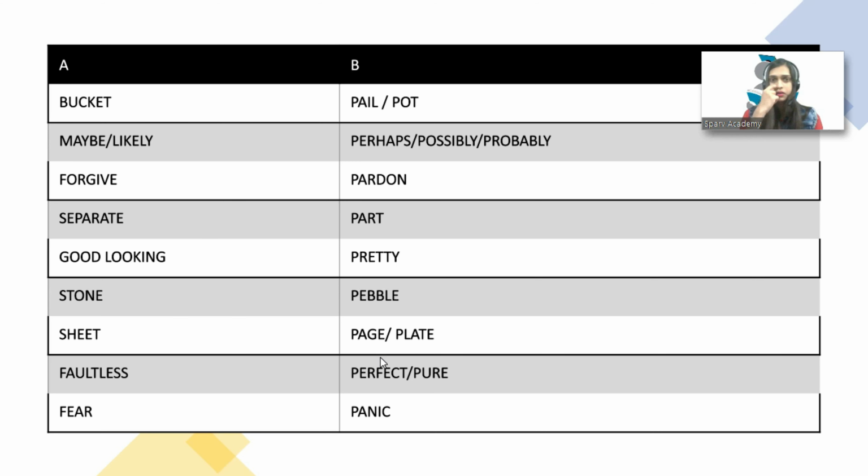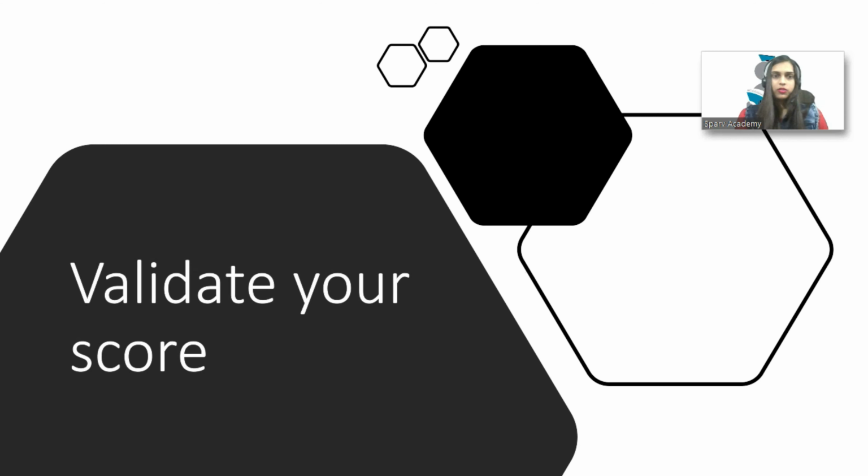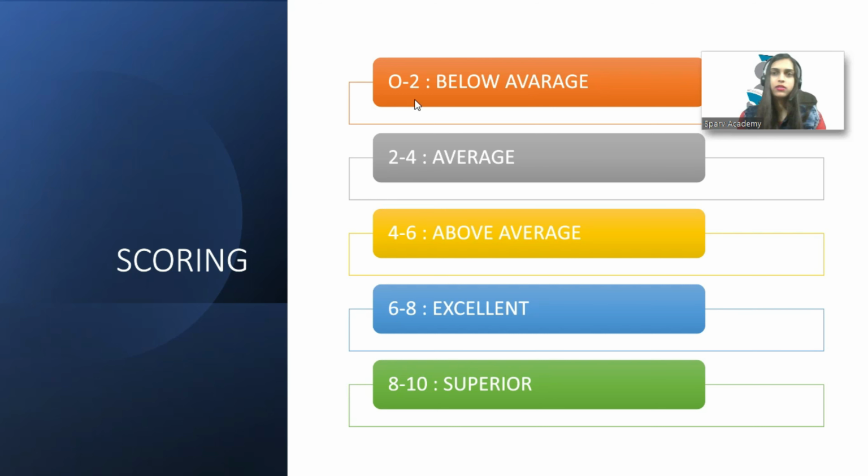So here we have 9 words. Once you have completed all, you have done the 9 words, so you can validate your score. For scoring: 0 to 2 is below average, 2 to 4 average, 4 to 6 above average, 6 to 8 excellent, and 8 to 10 superior.